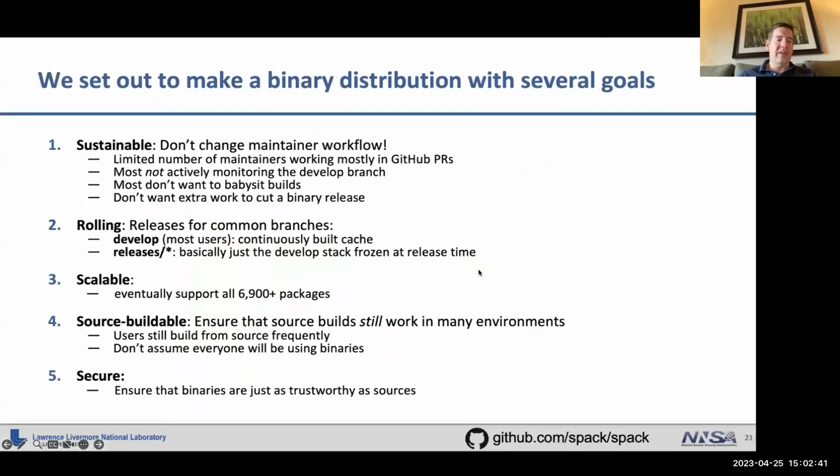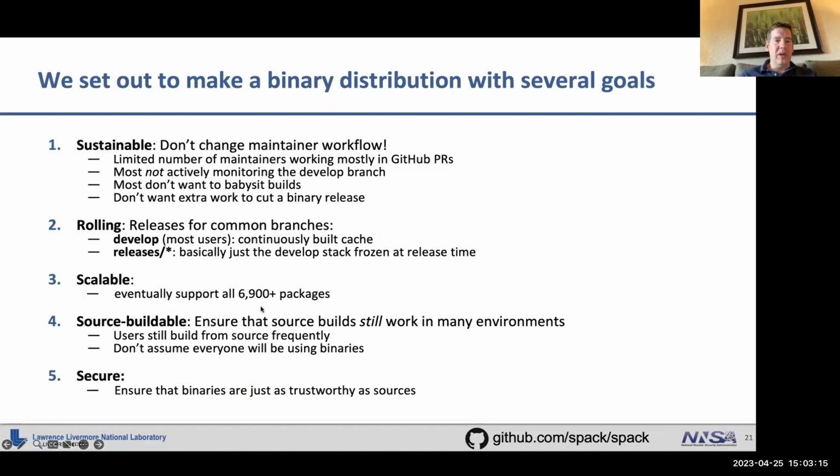And so we set out last year to make a binary distribution for Spack that was sustainable, that we could basically keep building as part of our normal contribution process, where people just submit pull requests. We wanted the builds to happen as part of that and for them to get tested before they ever got integrated into develop. We wanted it to be rolling, where we have releases for develop, and those basically get populated every day, every hour. And we have releases for the actual releases of Spack, where we basically snapshot the binaries that we want at release time, and you can install them later.